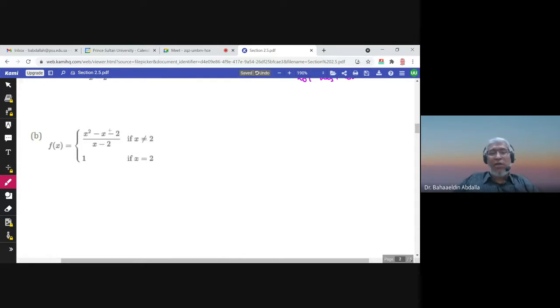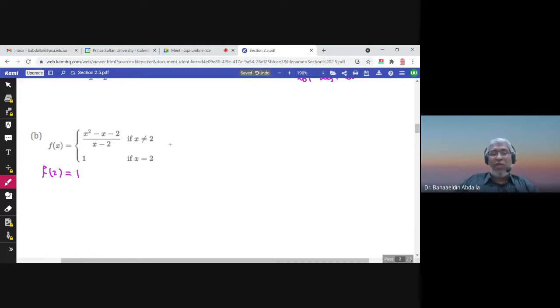Here, this function is not defined at 2, but what happened? He made a new definition as a piecewise function. This function would be equal to 1 if x is 2. So now this function is defined at x equals 2. If I ask you, what is f of 2 here? You will say 1. So this function is defined at 2 and it's defined everywhere else. If x is not 2, you use the first definition. If x is 2, you use the second definition. So the domain of this function is now all real numbers.